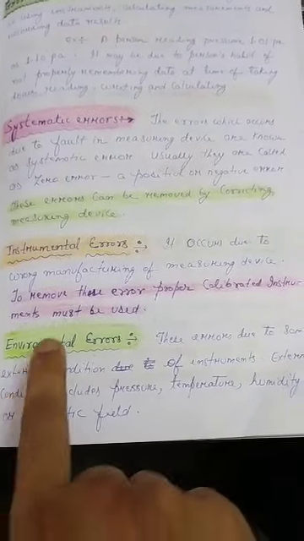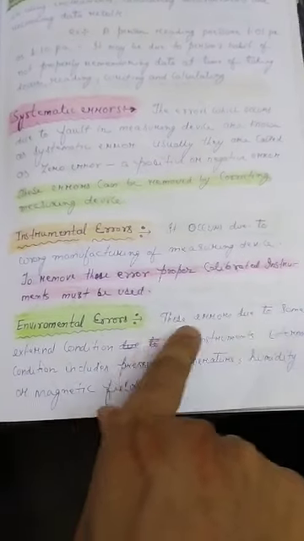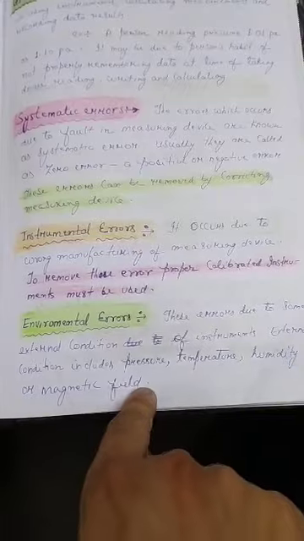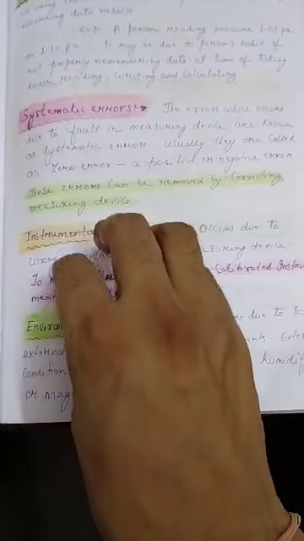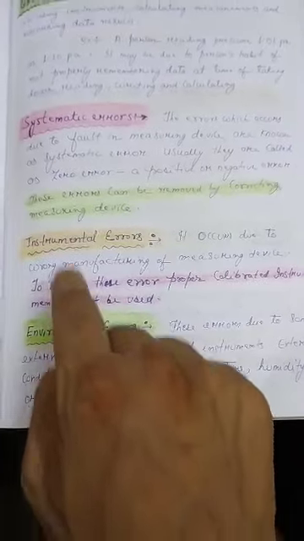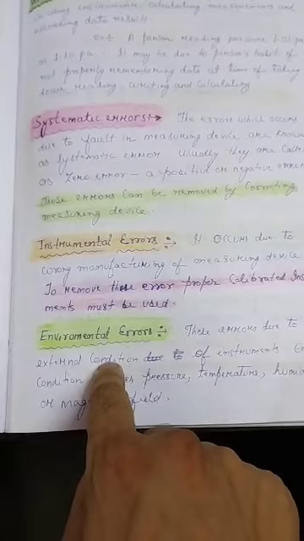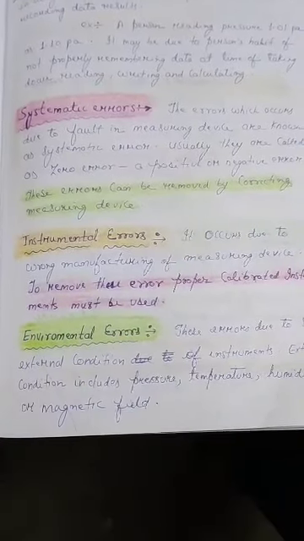Right? So error generated in a measuring device due to pressure, temperature, humidity or magnetic field is known as environmental error. Here also the error is generated in the instrument, so it is in the system. So it is known as systematic error. But it is generated by the environment acting across the measuring instrument. So it is called environmental error.